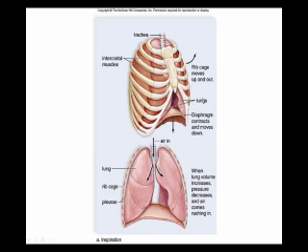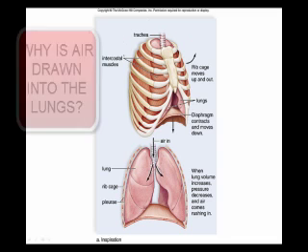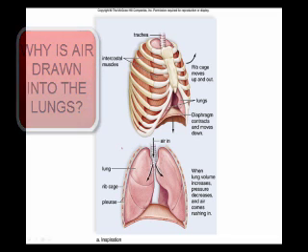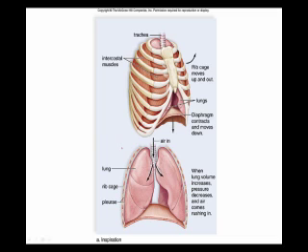Anytime we increase the volume of a closed system or a closed container, that's going to cause the gas pressure inside that to decrease. So as we raise the ribs and drop the diaphragm, the volume increases, the pressure then decreases, and so the pressure is higher in the air surrounding the body than it is inside the lungs, and so air simply rushes into the lungs.